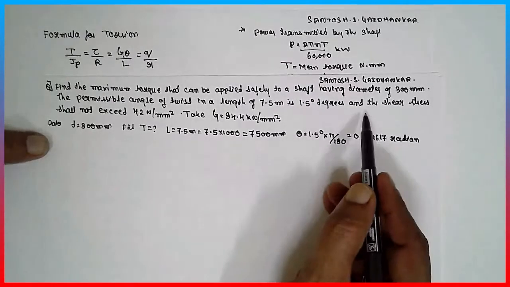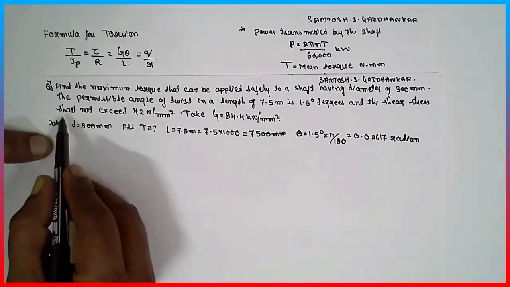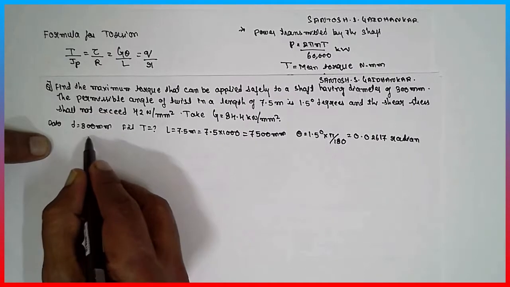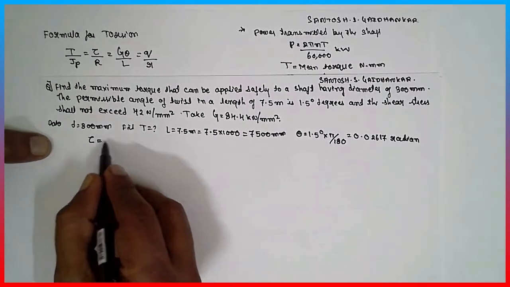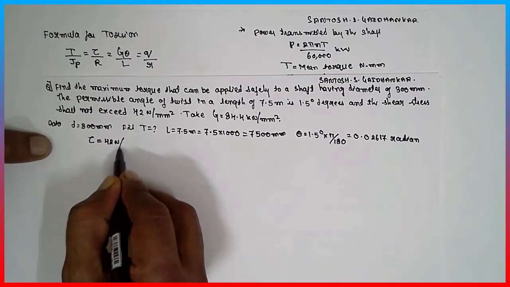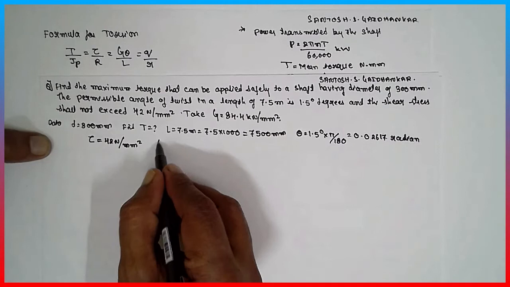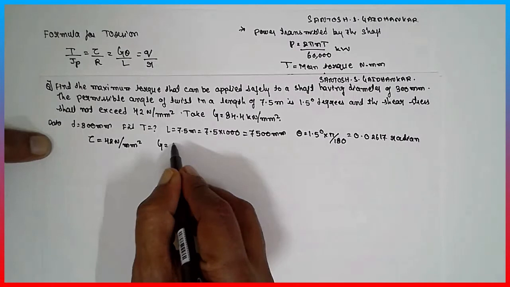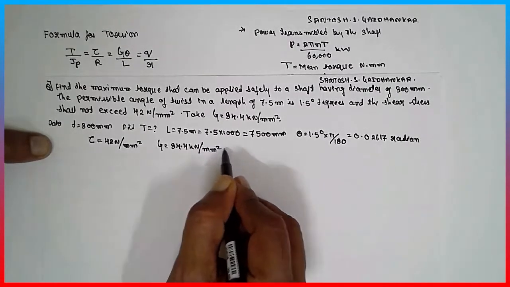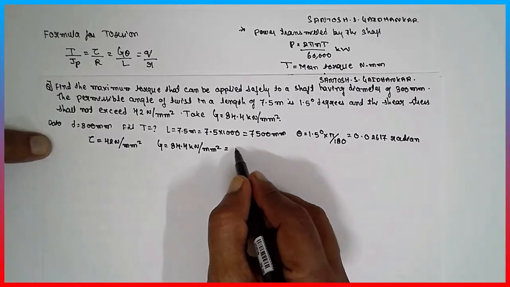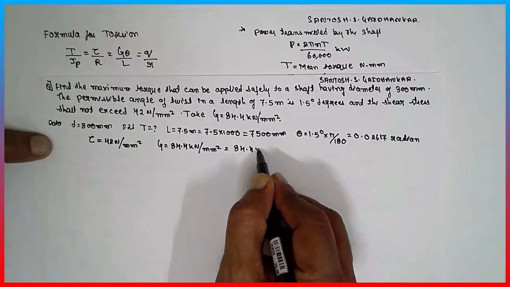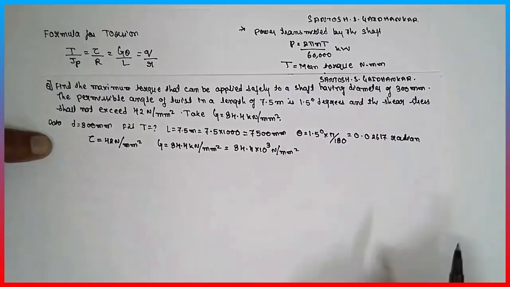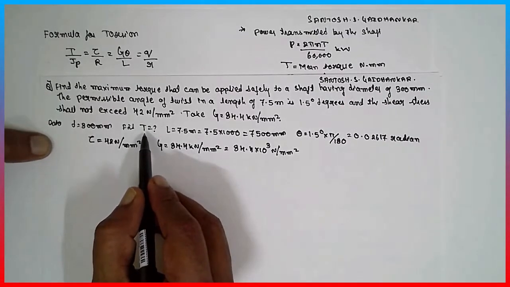radian, and the shear stress shall not exceed 42 newton per mm square. That means shear stress, tau is given. You can write tau max also, 42 newton per mm square. G is equal to 84.4 kilo newton per mm square. It has to be converted into newton per mm square: 84.4 into 10 raised to 3, kilo indicates 10 raised to 3, newton per mm square. What we have to find out? We have to find out the torque.